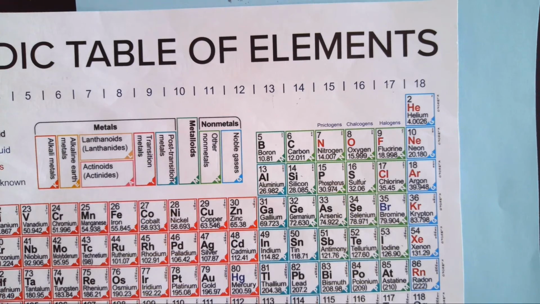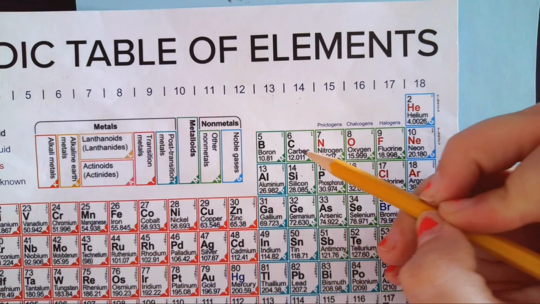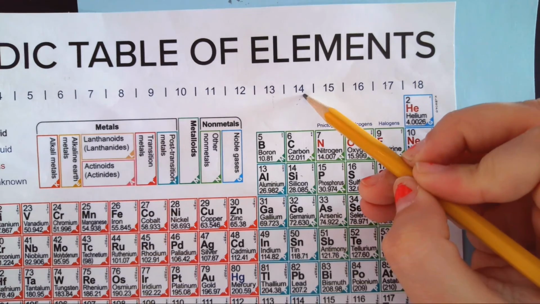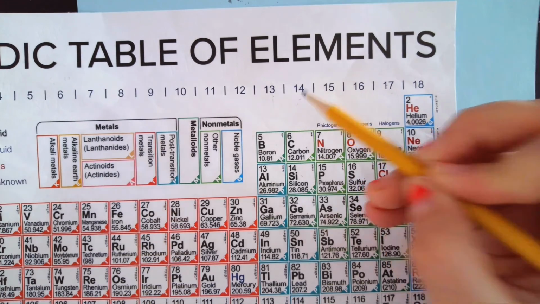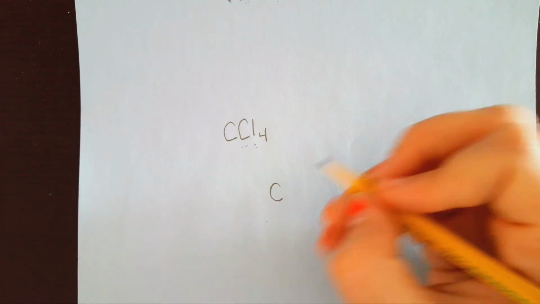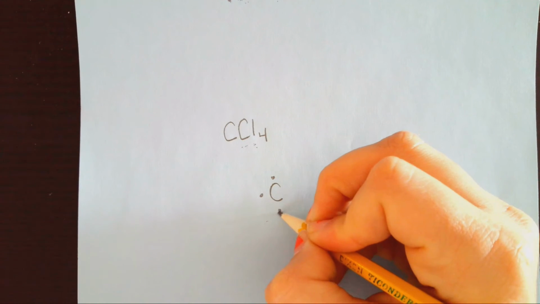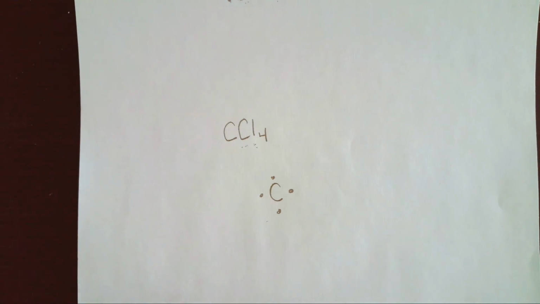So we go to our handy dandy periodic table. Y'all ever watch Blue's Clues? Handy dandy periodic table. Carbon, it's in row 14. How many valence electrons does it have? 4. So go ahead and put your 4 dots. Remember, it makes for a prettier picture if you space them out.